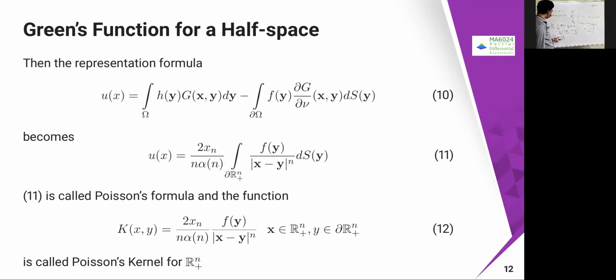Dou g by dou nu, I have minus 2xn, and here n into alpha n is there. Minus into minus will get cancelled. So we get 2xn divided by (y minus x) whole power n. Either y minus x or x minus y, it doesn't matter because it's just a positive quantity. So that is done.